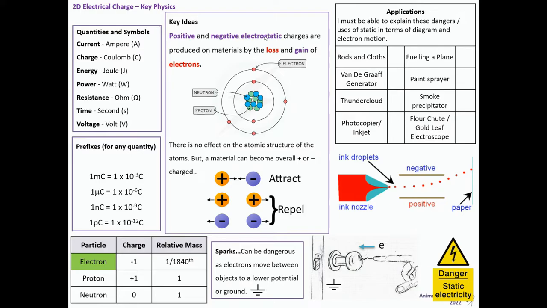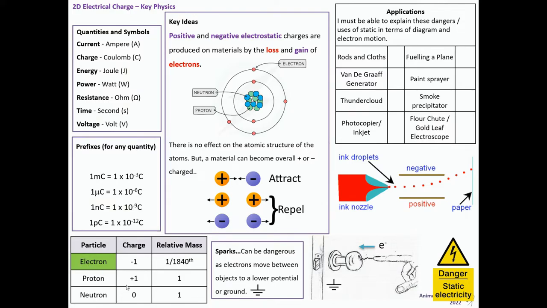Key ideas. Positive and negative electrostatic charges are produced on materials by the loss and gain of electrons. So it's just a particle out here. Some students drift into talking about neutrons and protons. Don't do that. We're just talking about electrons. So there's no effect on the atomic structure of the atoms, but a material could be positively or negatively charged overall by the removal of one of these particles. So we either get attraction or repulsion.